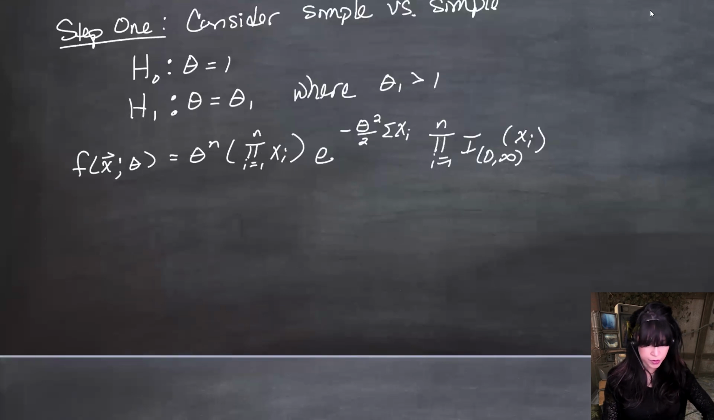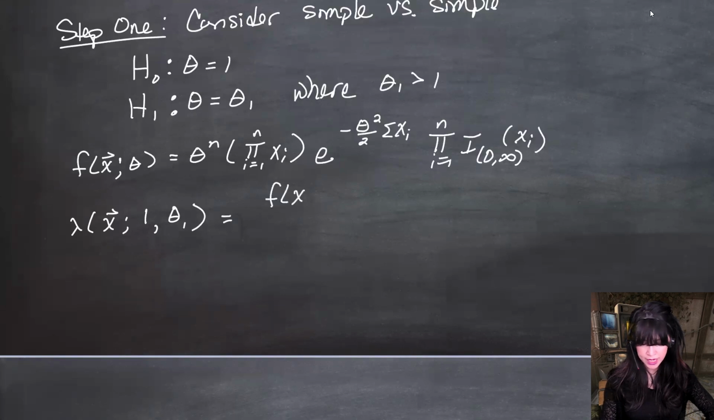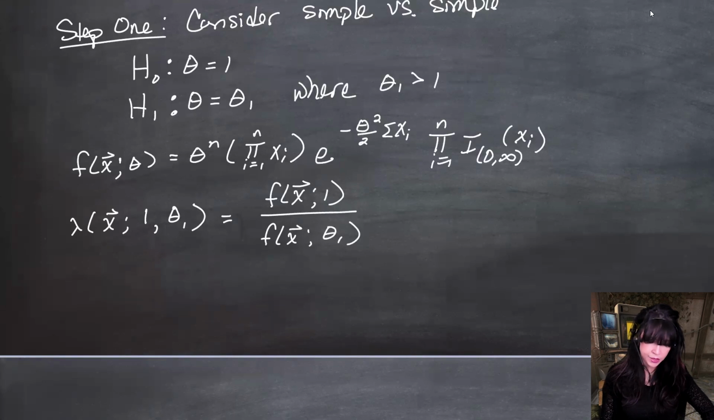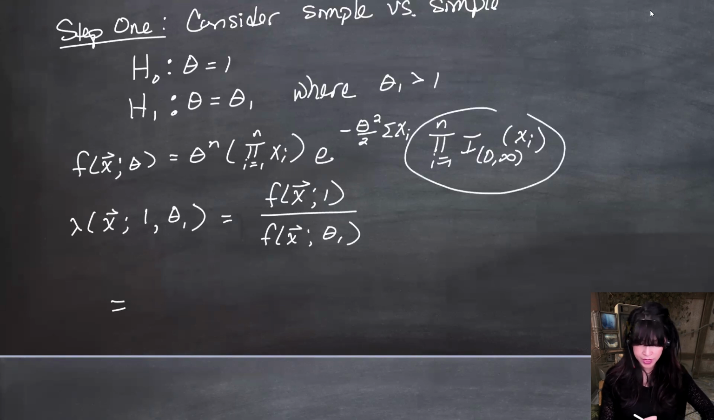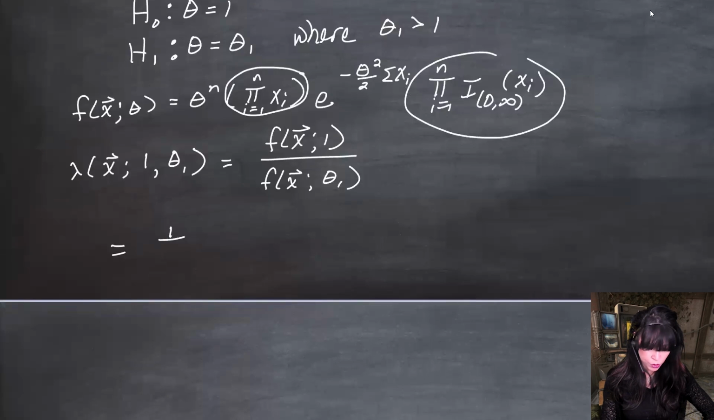Okay, so now I'm going to form the likelihood ratio. This is a lambda of the vector of x's, the null hypothesis parameter, and the alternate hypothesis parameter. This is the joint PDF with the null hypothesis parameter plugged in over the joint PDF with the alternate. And I am going to not write the whole thing out. I'm going to try to simplify as I go. So both numerator and denominator will have this. It will cancel. Both numerator and denominator will have this, and it will cancel. And we will be left with 1 over theta 1 all to the n. In other words, 1 to the n over theta 1 to the n.